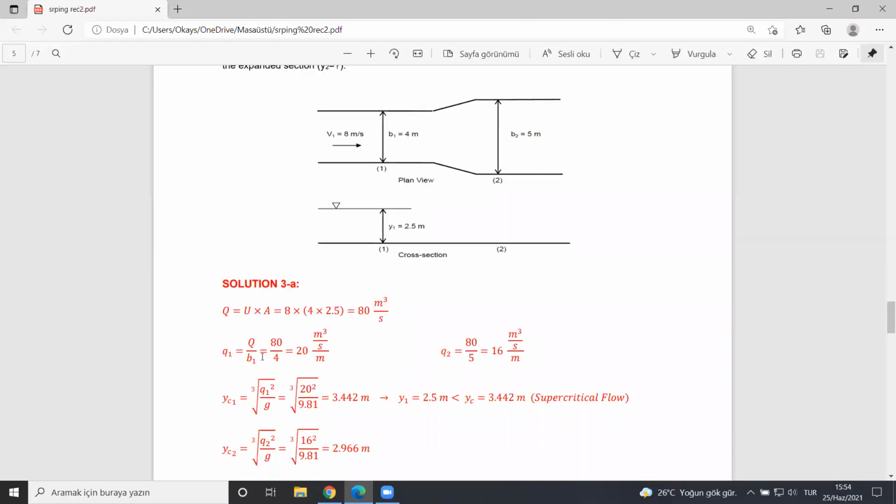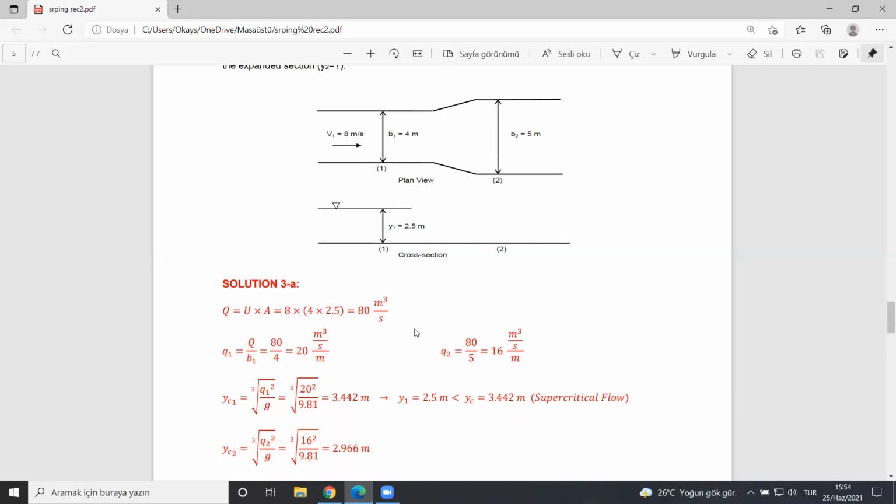For section 1, it is basically discharge divided by the channel width. So 80 divided by 4, it is 20. Here, same 80 divided by 5 this time, because the channel width is 5 meters. It is 16 meters per second per meter.